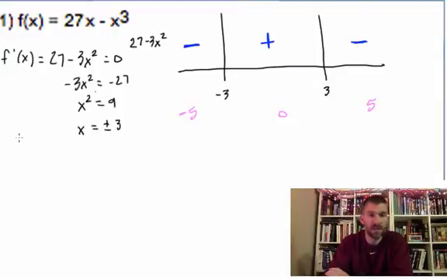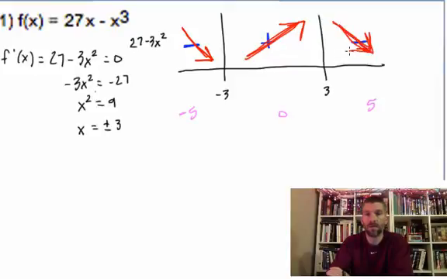And what this tells us is that our graph decreases, increases, and decreases. So what does that tell us? That tells us that we're going to have a minimum value when x equals negative 3. We're going to have a maximum value when x equals positive 3.